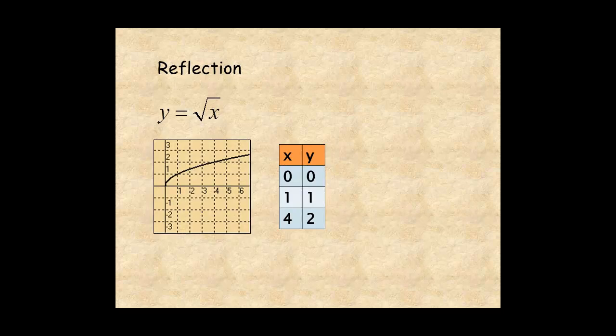Another type of transformation is a reflection, and the square root function is a great function for demonstrating reflections. The shape of the function is easy to understand. You can't take the square root of a negative number, so the graph starts at x equals 0. Then the square root of 0 equals 0. The square root of 1 is equal to 1. And the square root of 4 is equal to 2. The graph of the function is a gently sloping curve up and to the right.